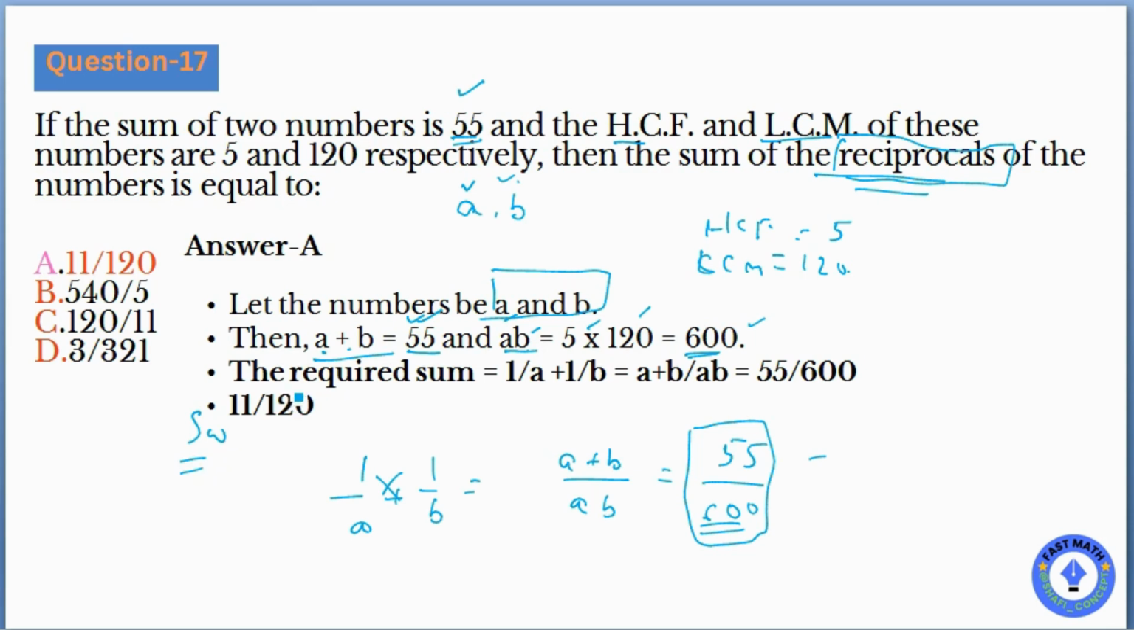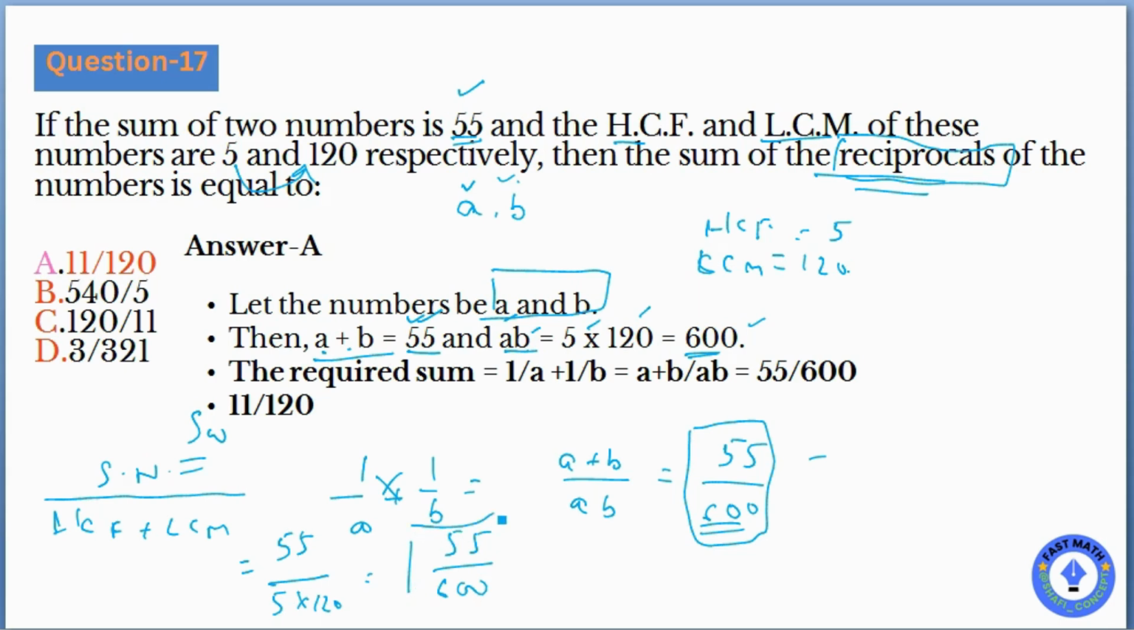Whenever such a problem is given, just multiply the HCF and LCM to form the denominator, and the sum of the numbers is the numerator. What is the sum of the numbers? As per the problem, it is 55. And the HCF into LCM is 5 into 120. The answer is 55 divided by 600. Hope you have understood these concepts, the shortest way concepts.